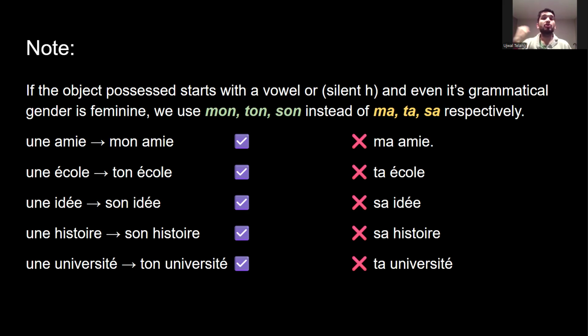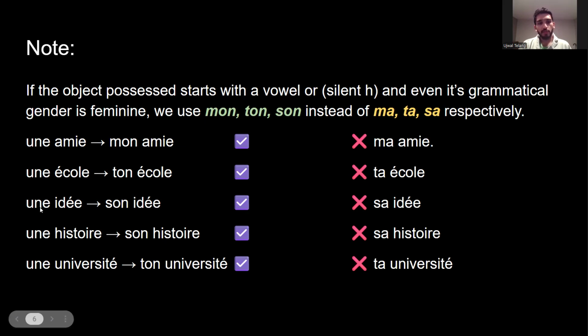Une école, ton école, or mon école, son école, but not ma école, ta école, sa école. Okay? No. Mon école, ton école, son école. Notre école, sure. Votre école, sure. Leur école, perfect. Okay? All of those are fine. But not ma, ta, sa. Okay? Why? Because there's A, E, I, O, U and H.